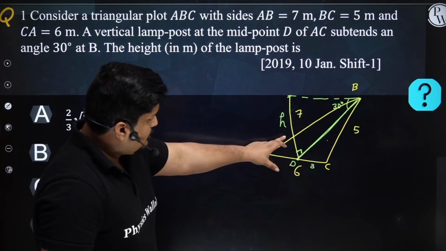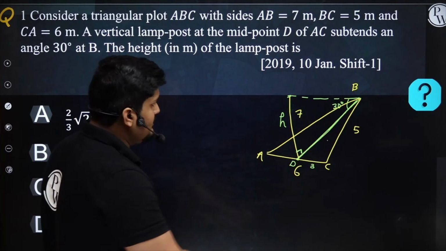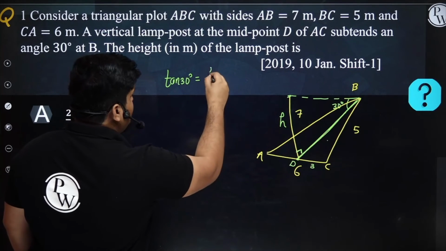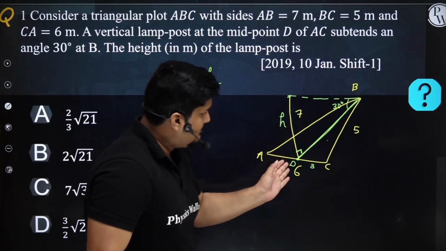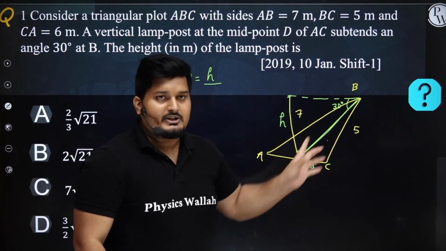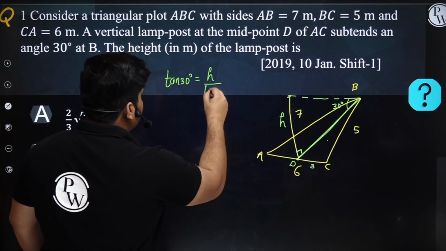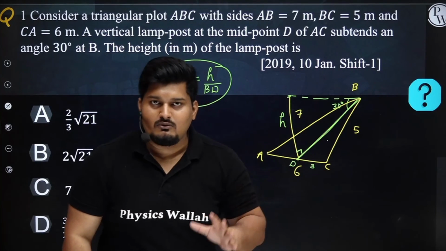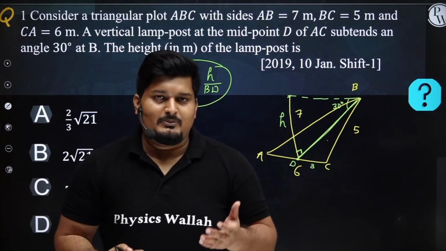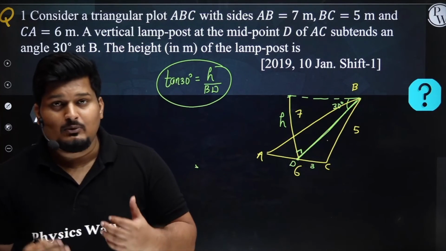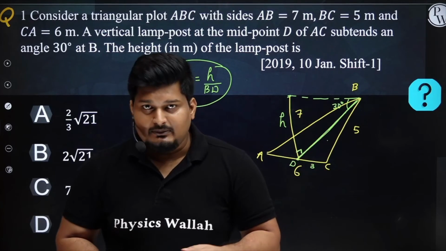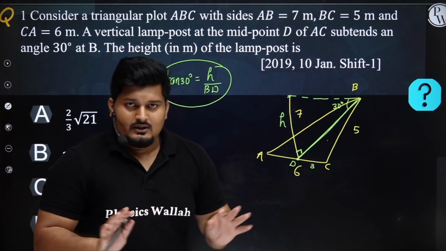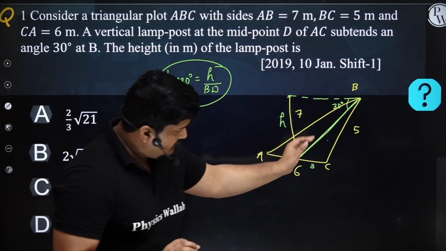So to find H, what can we use? See, tan 30 degrees will be equal to perpendicular H divided by this base BD. So somehow if we can find this median BD, our job will be done. If you are preparing for Advanced, you might remember the direct formula of the median. For JEE Main, this is not that important. In fact, we can find it here.